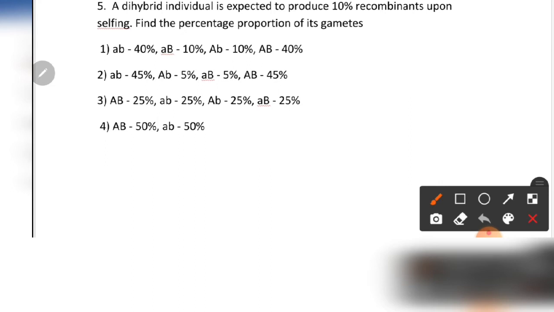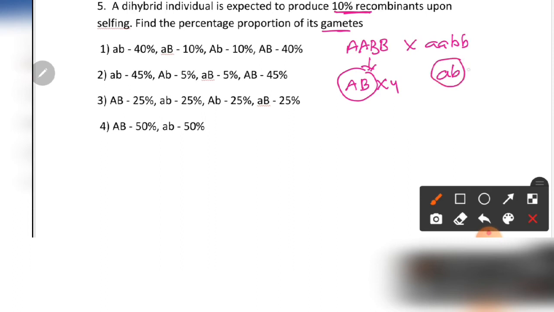A dihybrid cross is expected to produce 10% recombination of the gametes, so gametes are 10% recombinants. Let me use the homozygous dominant, for example: the parental generation is capital A, capital A, capital B, capital B, and homozygous recessive small a, small a, small b, small b. They produce the same kind of gametes.